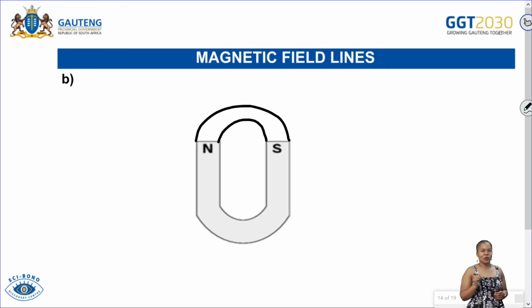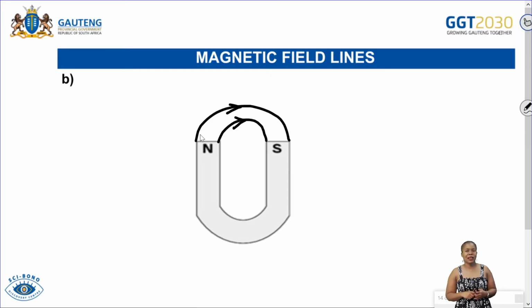Okay, let's draw 2 on this one. Remember, less is more, so that you don't end up making mistakes when you are drawing it. So it's from your north to the south, from your north to the south. Okay, so we indicate this magnetic field using arrows to indicate their direction.